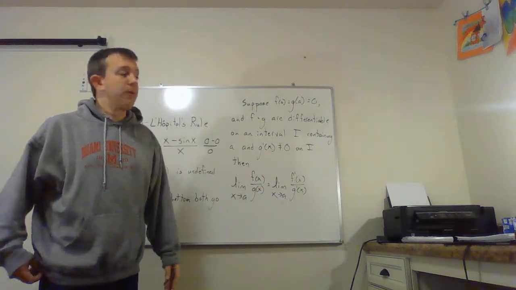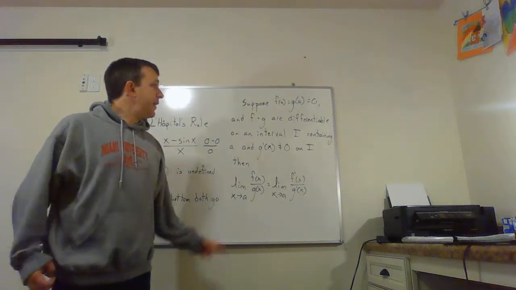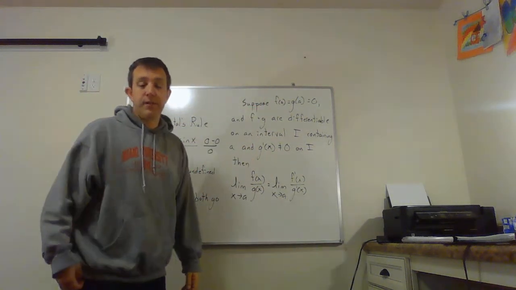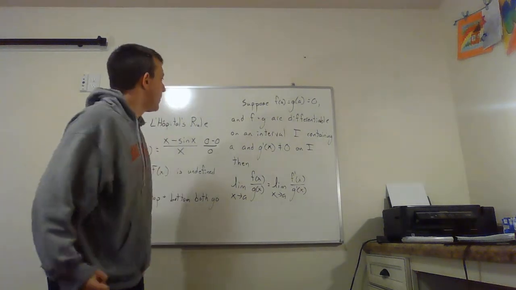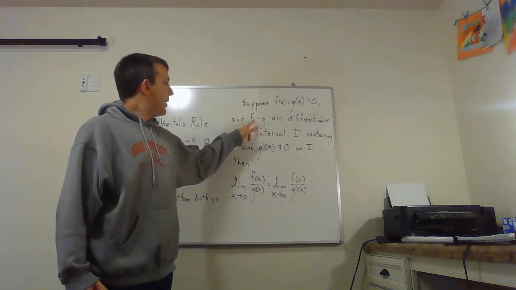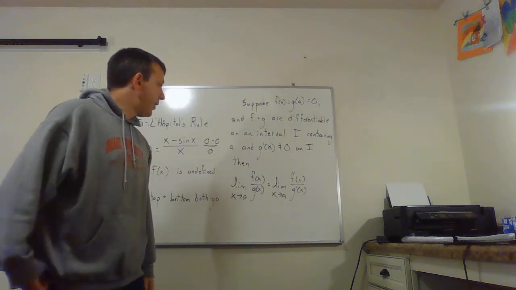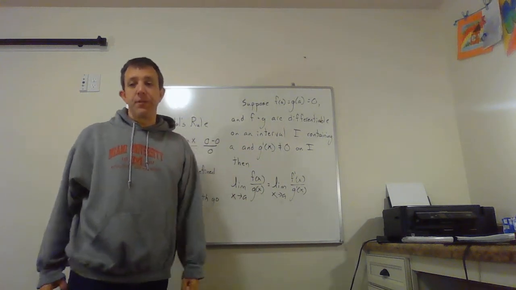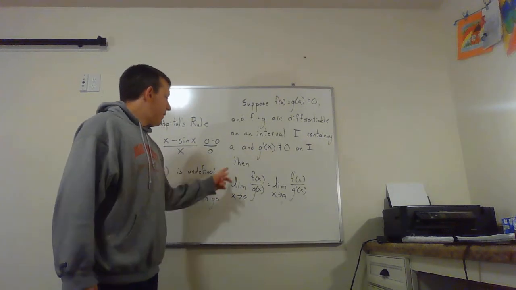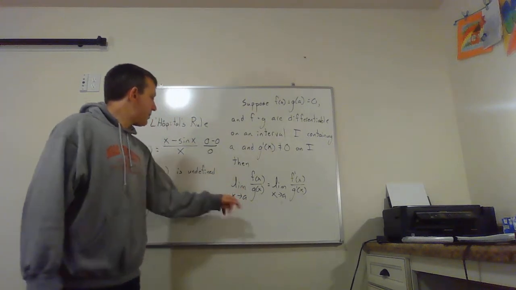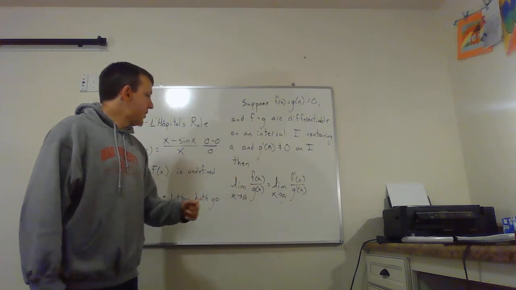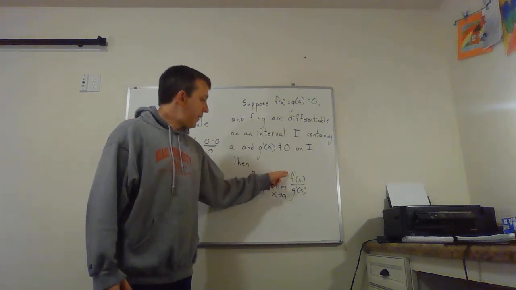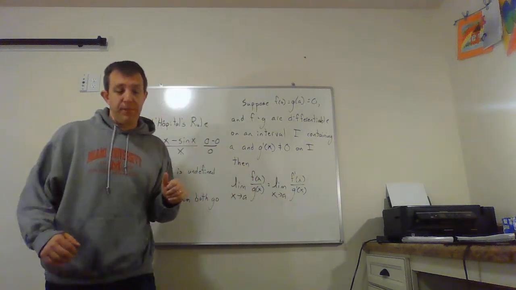This is L'Hopital's rule. Suppose f of a is equal to g of a is equal to 0. So, right, that's the scenario we have here. The top and the bottom both equal 0 if we plug in that 0. And f and g are differentiable on an interval I containing a, and the derivative of the bottom is not equal to 0 on that interval. Then, the limit as x approaches a of f of x over g of x is equal to the limit as x approaches a of f prime of x over g prime of x.